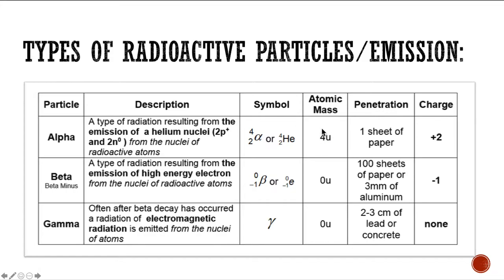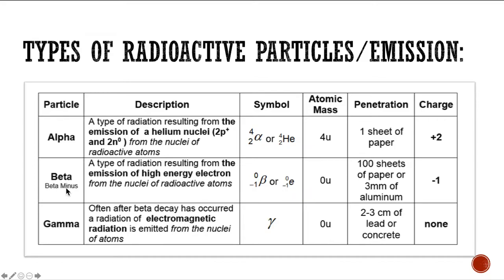The mass of an alpha particle is 4 atomic mass units. We've got 2 protons, 2 neutrons. It is not a very penetrating particle. Alpha particles tend to be pretty large, and 2 protons and 2 neutrons compared to other types of radiation is fairly large. Alpha particles also have a positive 2 charge associated with them because of the 2 protons.